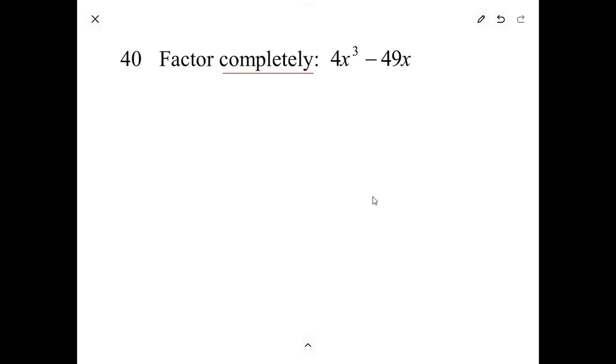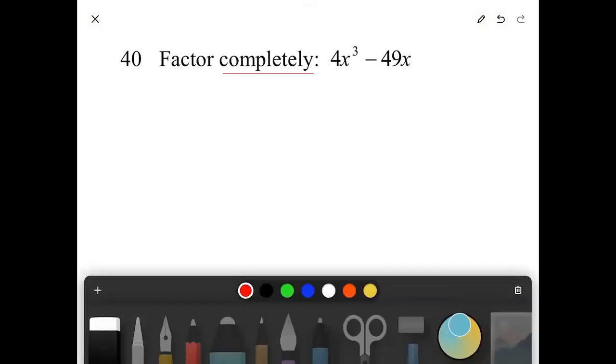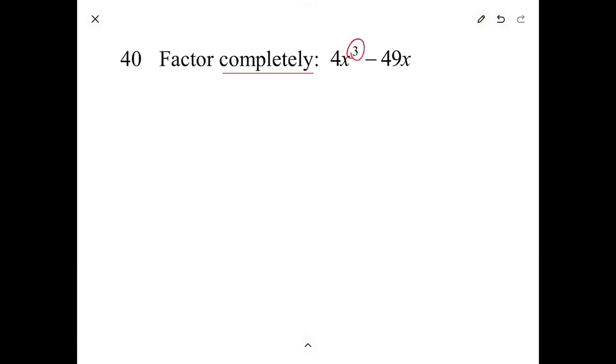So the very first thing you see is it says you got to factor completely, and I underline this word. That means it's got to be factored out all the way. All the factors have to be factored out. So what you see here is this is not a quadratic, this is a cubic function. So it means that at most it could have 3 zeros.